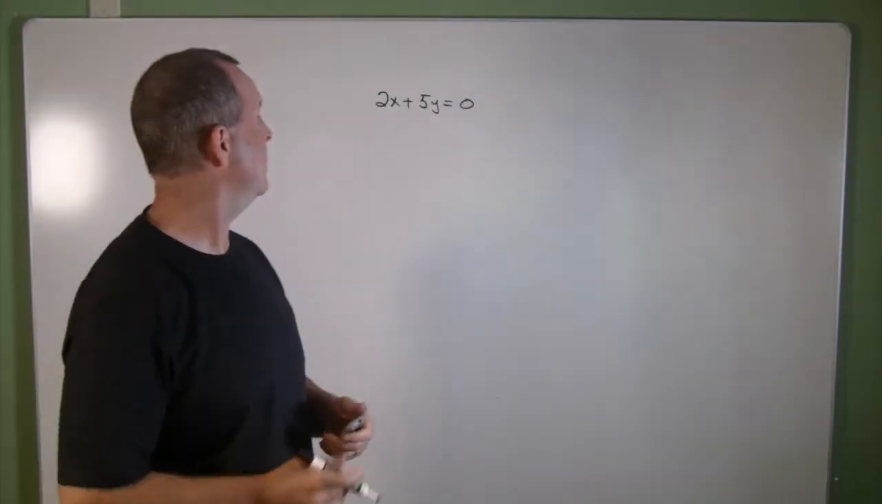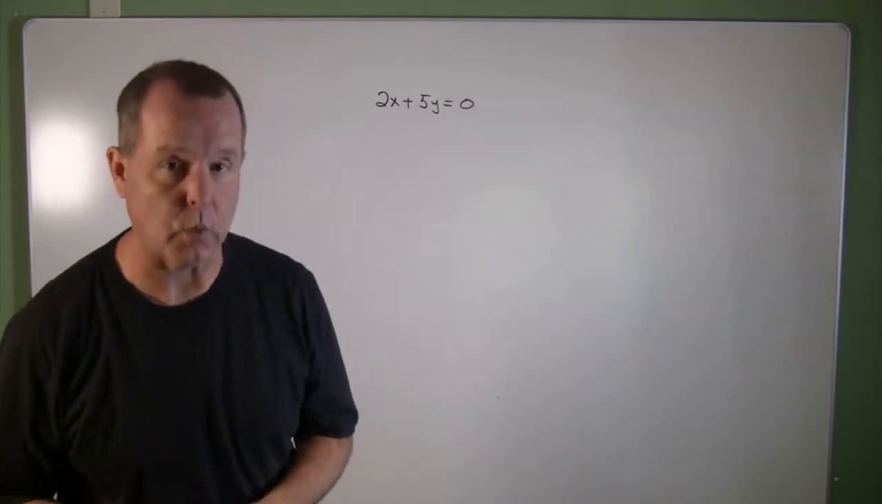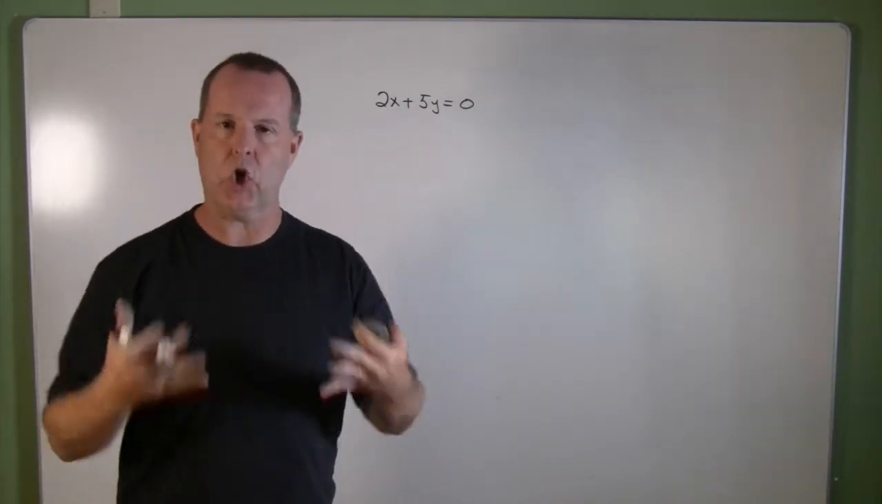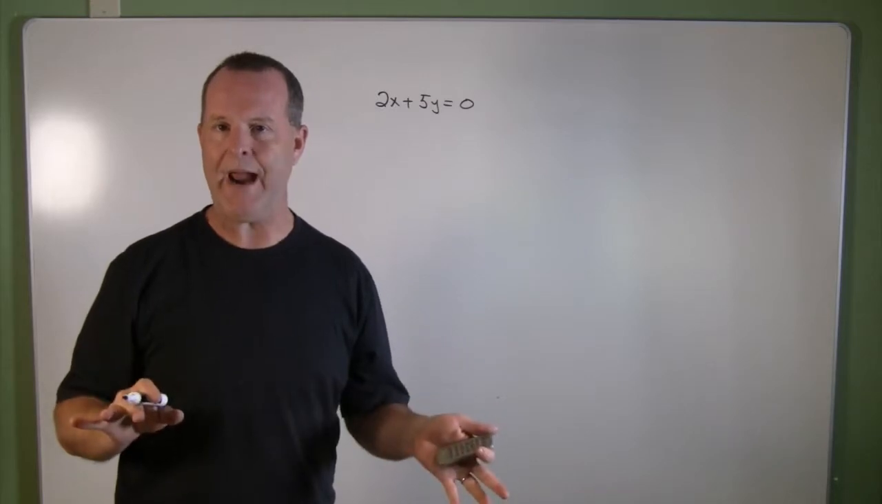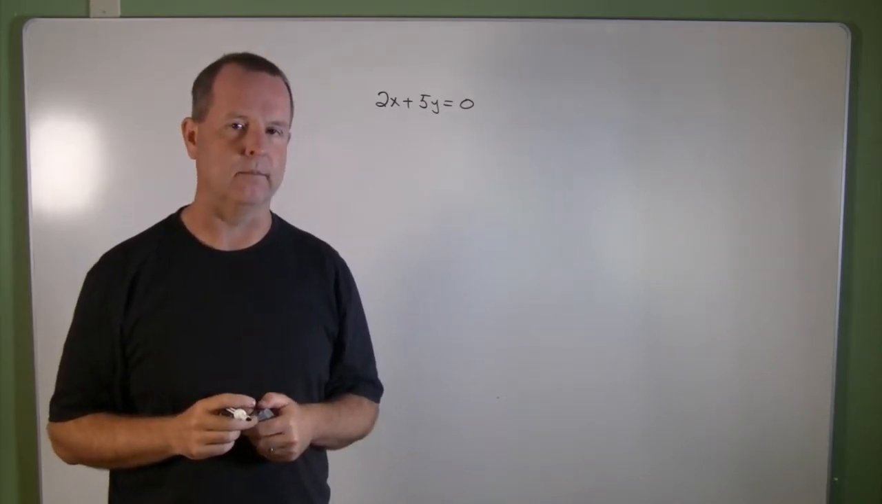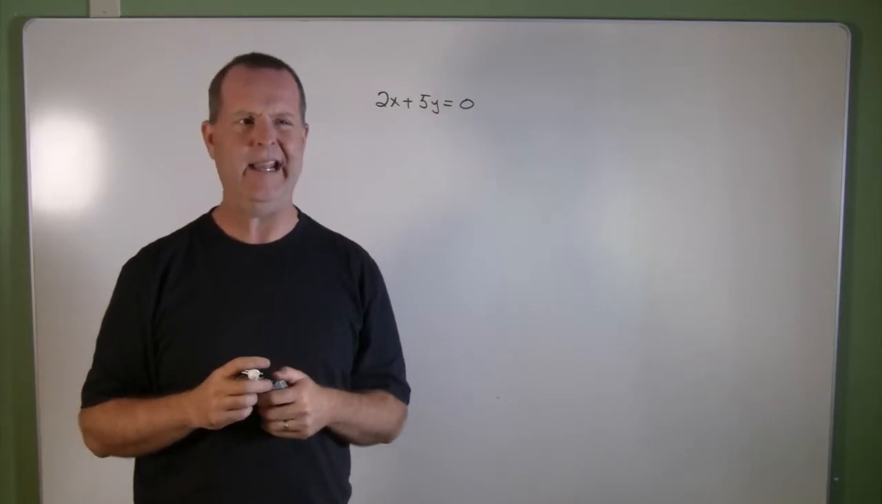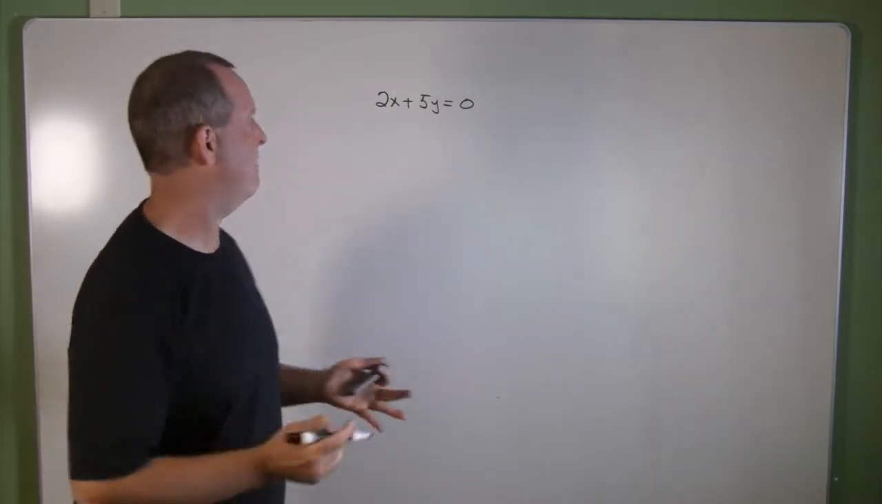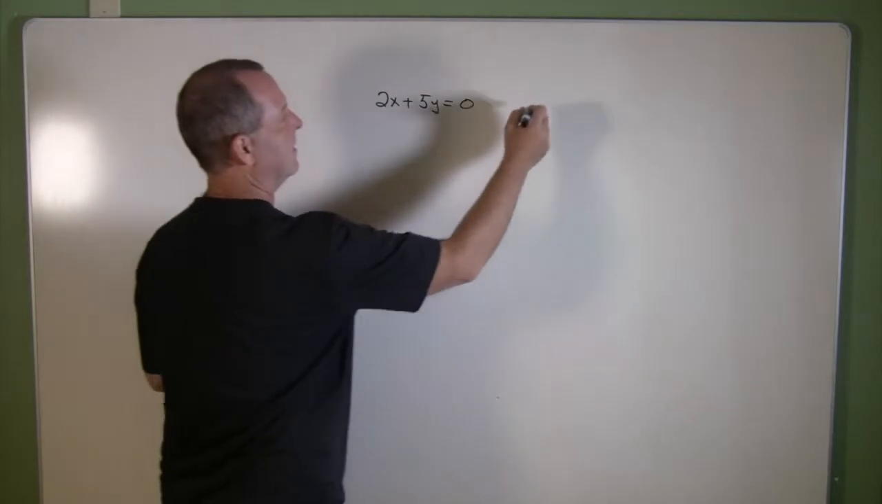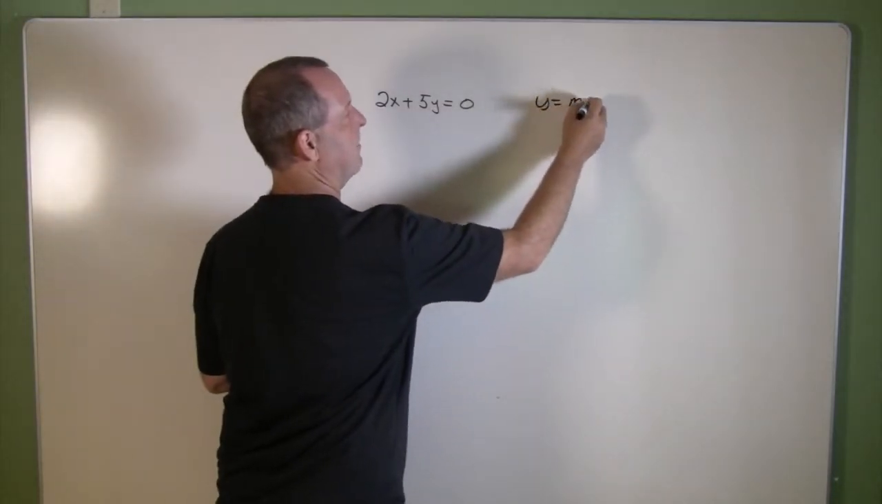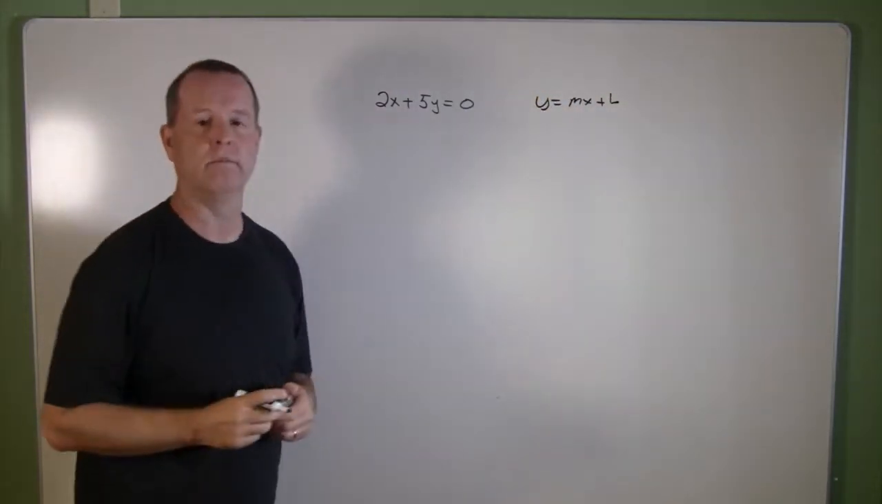I have the equation 2x plus 5y equals 0. And starting with this, can I graph it using our slope-intercept form? Well, the first thing I hope you recognize is, no, I can't. It's not in slope-intercept form. It's not in this y equals mx plus b form.